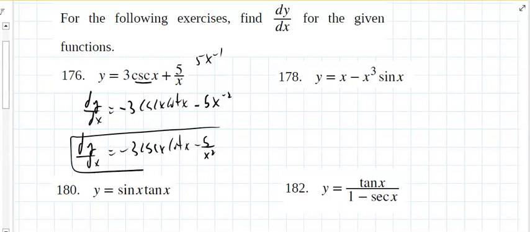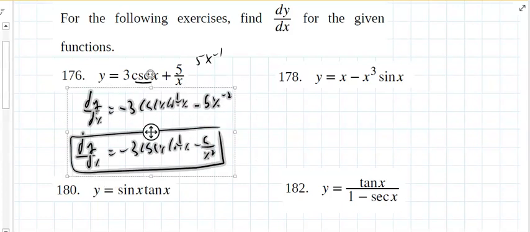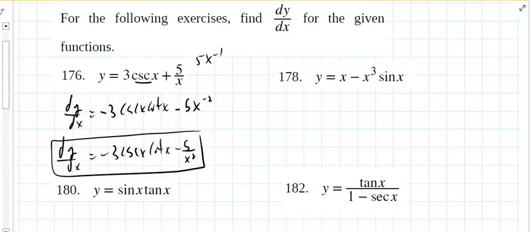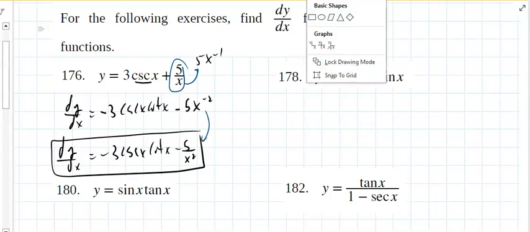So my answer would be... now the rule of thumb. If you start the problem with a negative power, you could leave your answer with a negative power. But if you took a positive power and made a negative power, you have to bring it back. That's the rule of thumb.